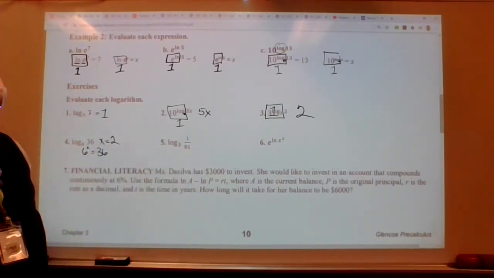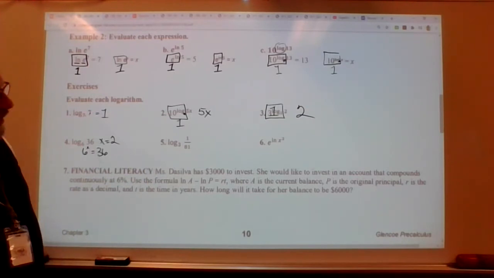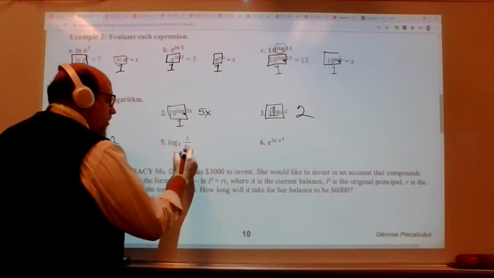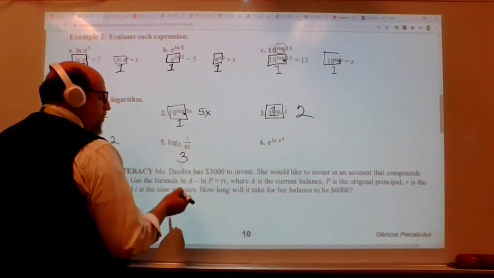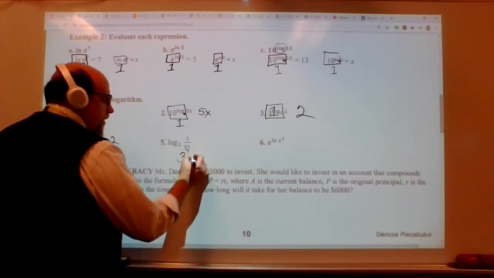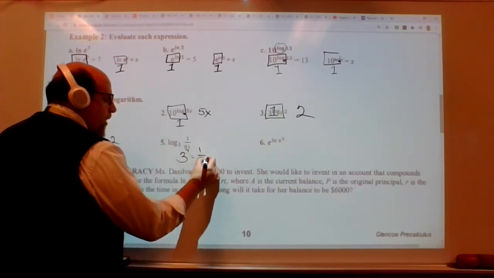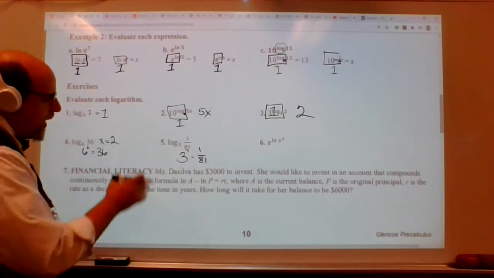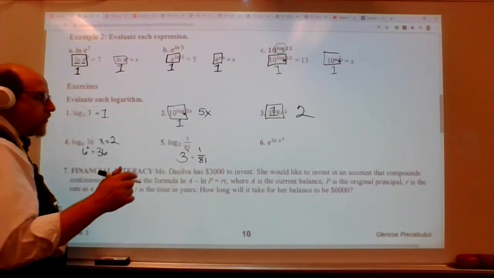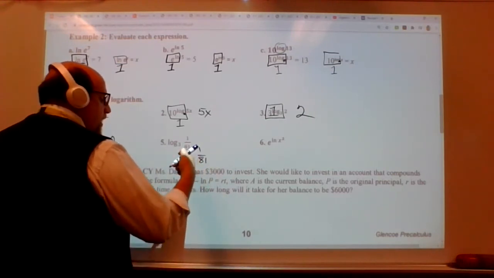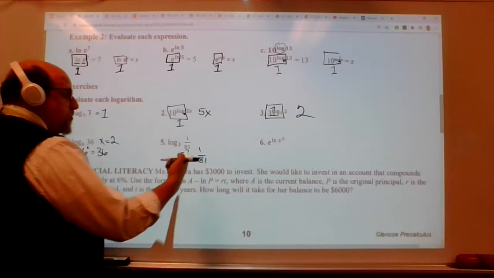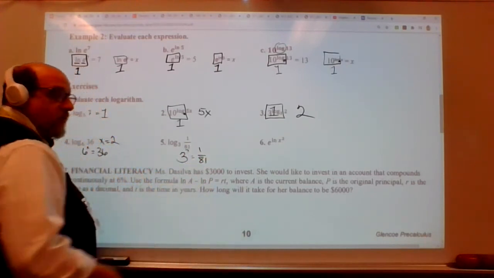1 over 81. What do you mean? Well, let's start thinking in terms of powers. I know I'm going to rewrite this in exponential form. 3 to some unknown power is going to equal 1 over 81. Well, I know because I'm smart, and you know because you're smart, that an exponent that is negative gives me 1 over that number, right?